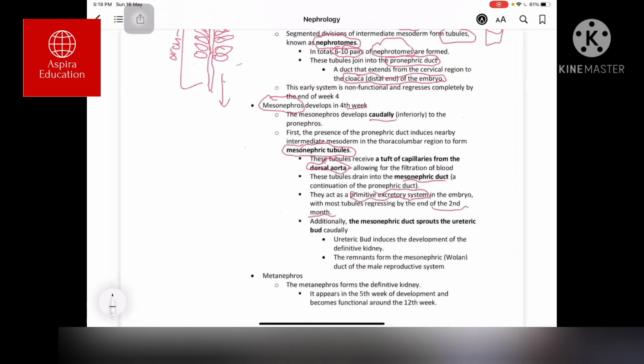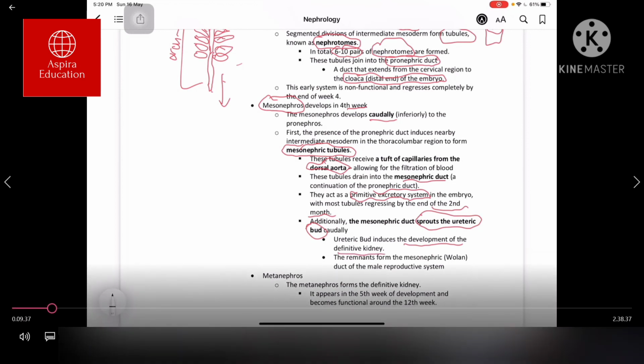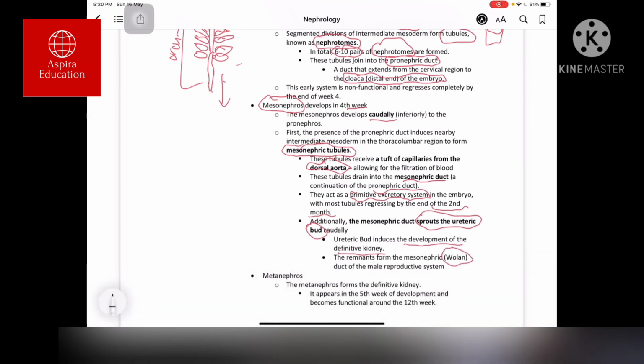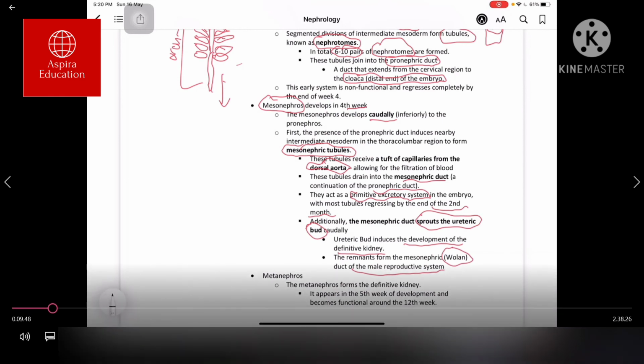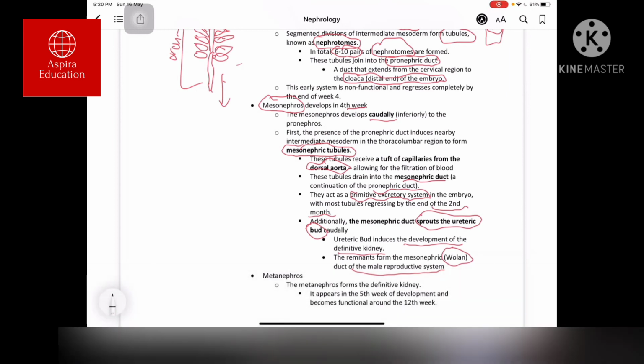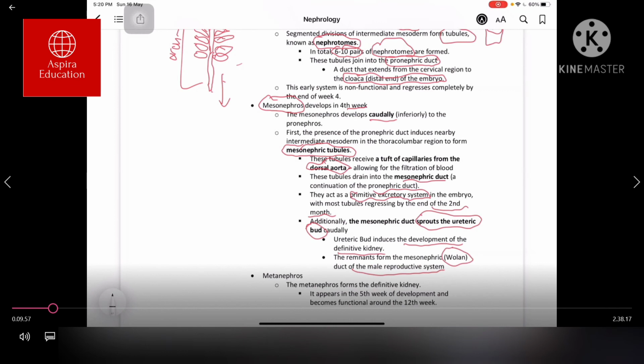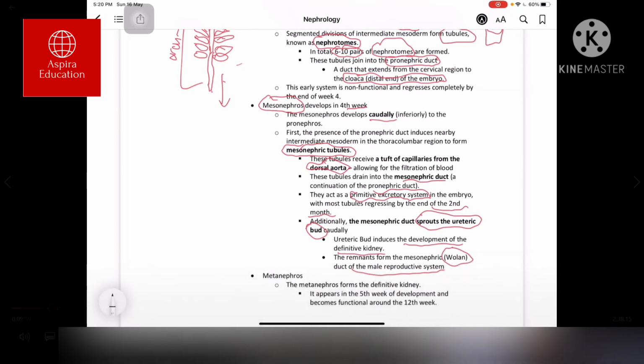Additionally, the mesonephric duct sprouts the ureteric bud. Why is the ureteric bud important? Because the ureteric bud is the source of the kidney. The ureteric bud induces the development of the final kidney. The remnants of the mesonephric duct are called Wolffian duct of the male reproductive system. So now you know that the Wolffian duct of the male reproductive system is derived from the mesonephric duct, which persists in males but is lost in females.